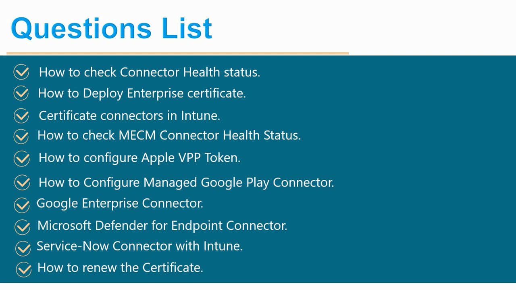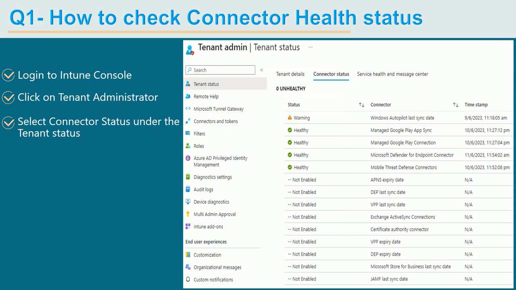Now, here is the question list which I will be covering in this video. How to check the connector health, how to deploy enterprise certificate connectors in Intune, how to check the MECM connector health status, how to configure the Apple VPP token, how to configure the managed Google Play connector or the Google Enterprise connector, the Microsoft Defender for Endpoint connector, the ServiceNow connector, and how to renew the certificate. So this video is dedicated to connectors explanation. So let's go to the first question, how to check your connector health status.